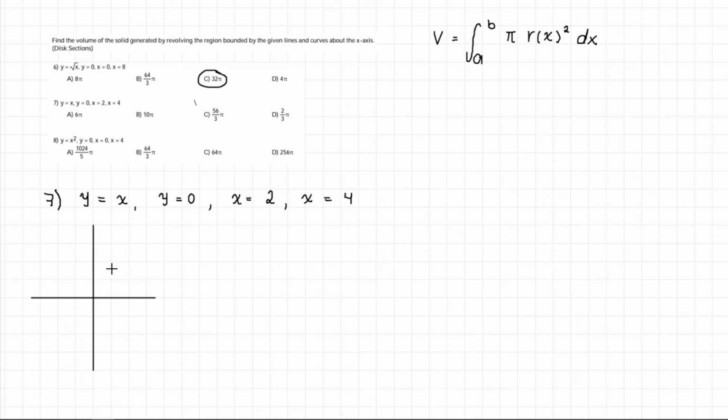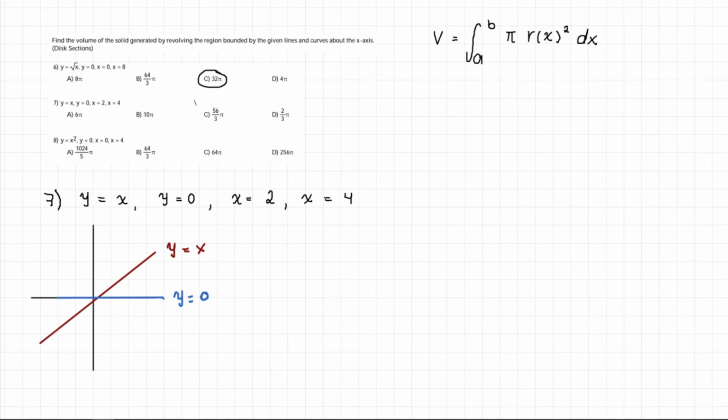Actually, let me draw this way. Better, let's say it crosses the origin. The next one is y equals 0. Remember, this is just representative. Well, let me label it first. This is y equals x. It doesn't have to be perfect, just so you guys have an idea of what you're dealing with or how it looks. y equals 0.